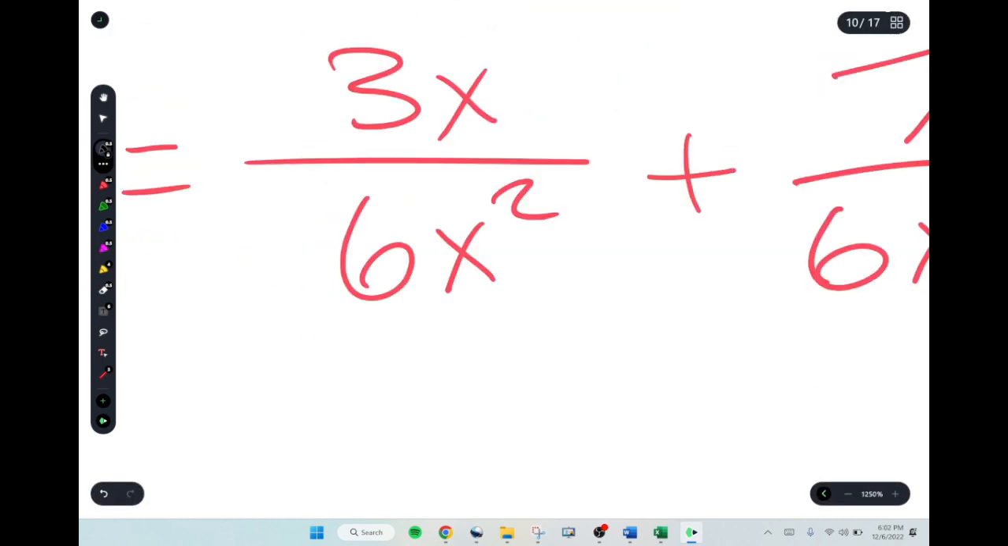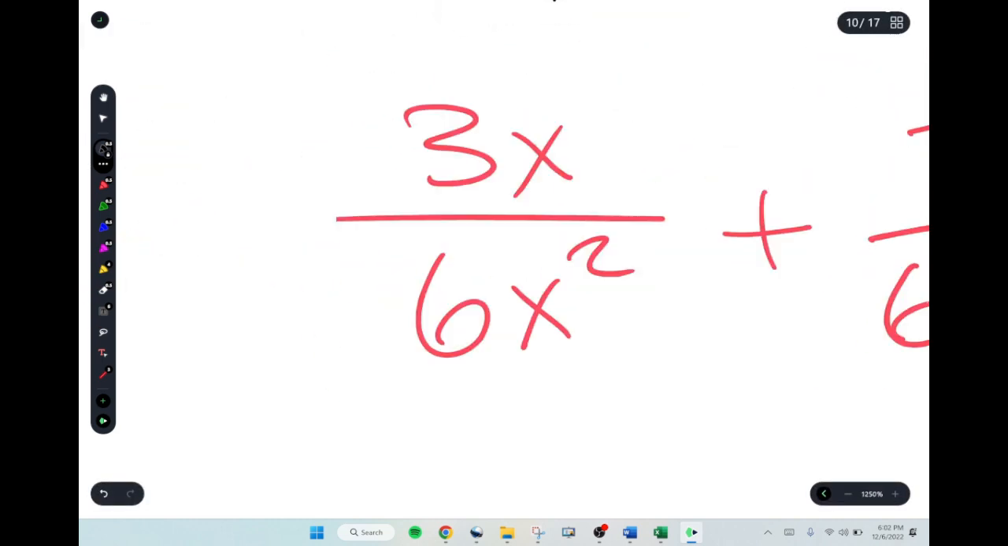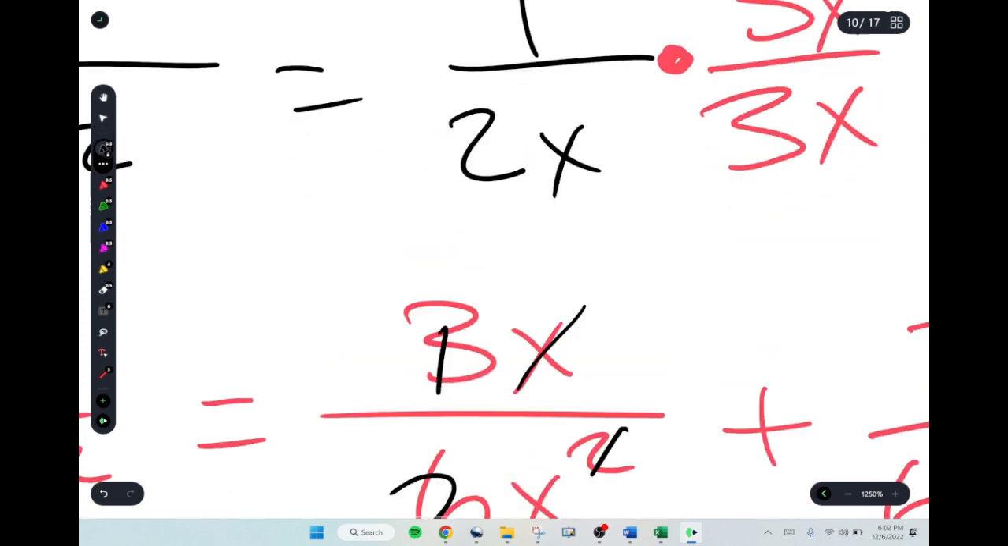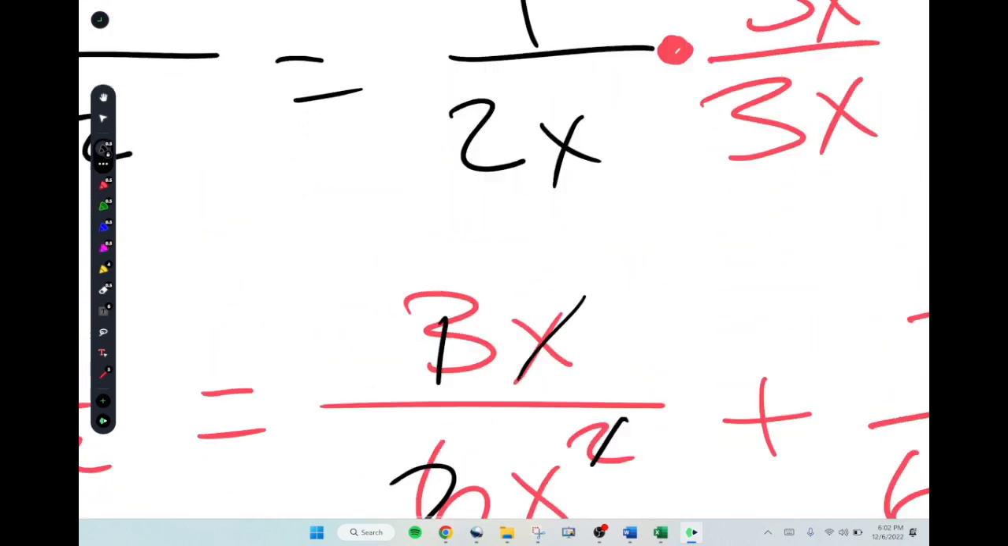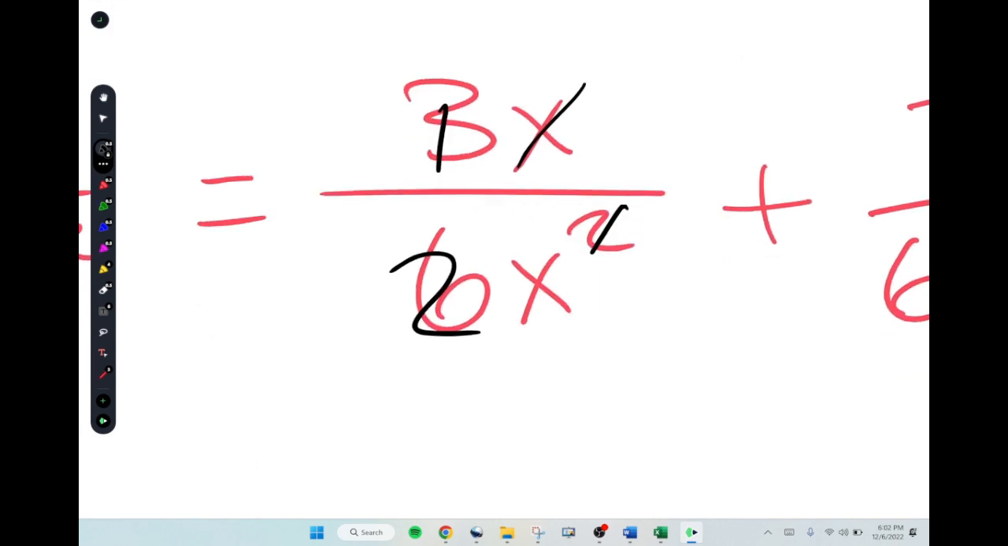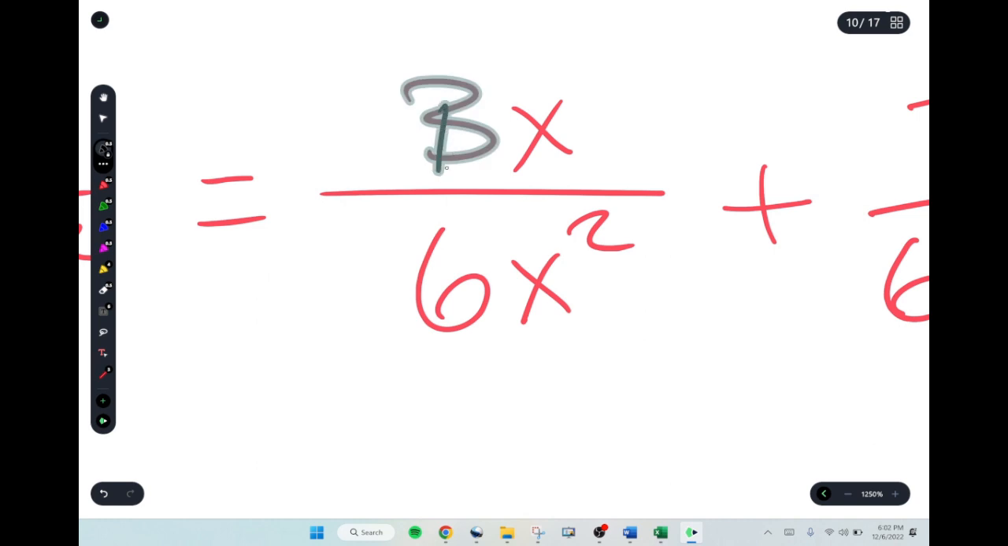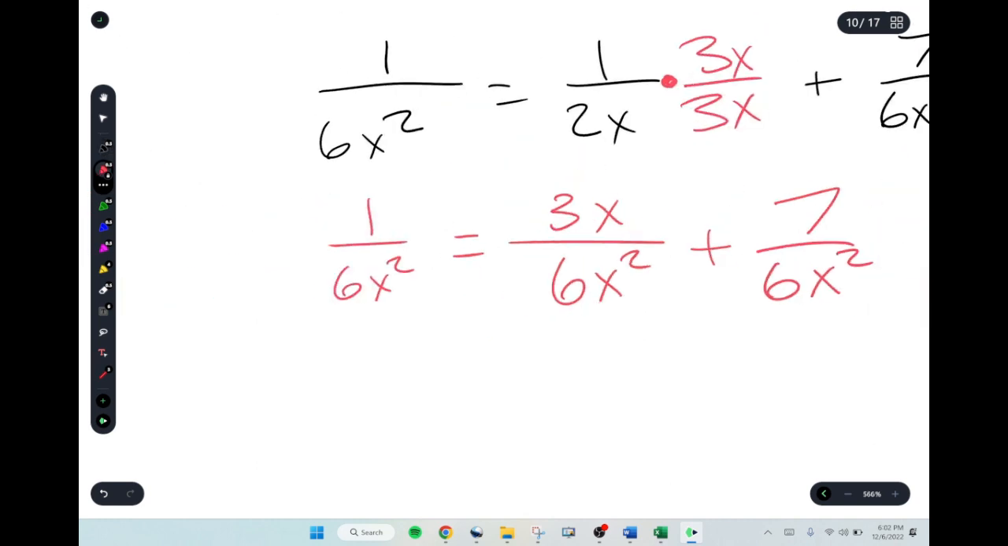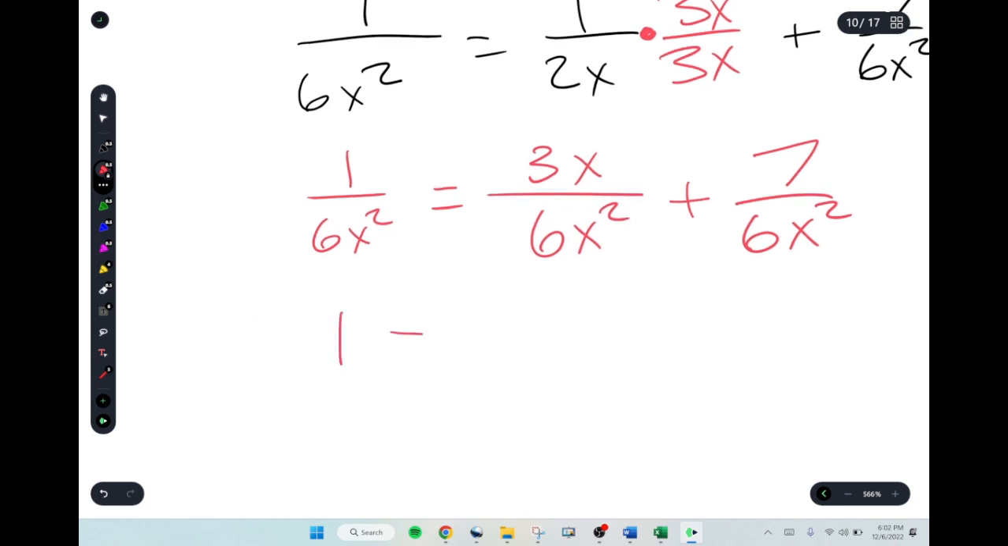If that were a problem standalone on a test, what would you do? You'd go like this, right? Psh, psh, psh. Oh, we didn't change anything. It still is that thing. If that were a standalone problem on a test, we didn't multiply by a thing to change it. We just rewrote it in a weird way that helps us. So now we got 1 equals 3x plus 7 over 6x.